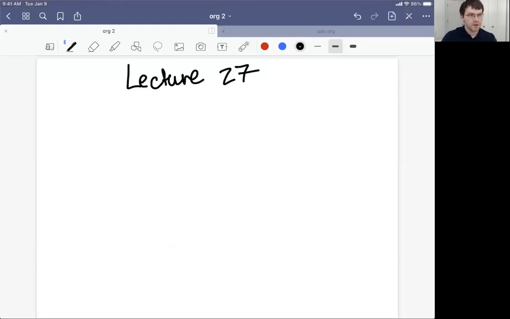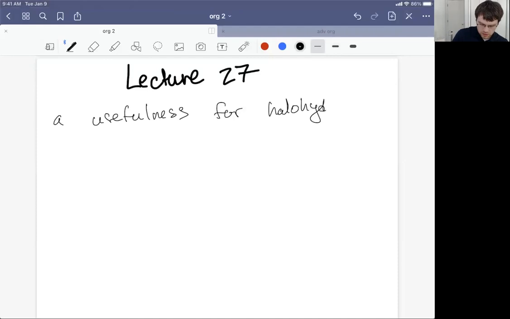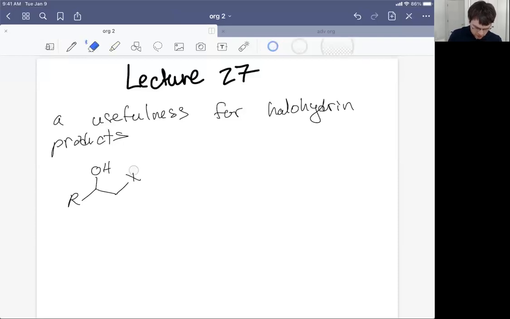So I would be remiss if I didn't mention a few reactions before proceeding on to the next module. The first thing I want to talk about is a usefulness for halohydrin products. And sometimes, I'm sorry if I pronounce it halohydrin and that bothers you. Many people call them halohydrins and whatever. Anyway, so halohydrin products are, again, when we've got an OH next door to some sort of X, where X is Br, Cl, I, that sort of thing.